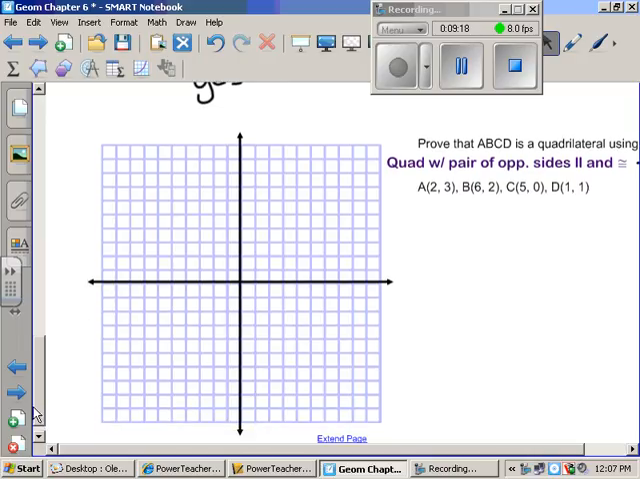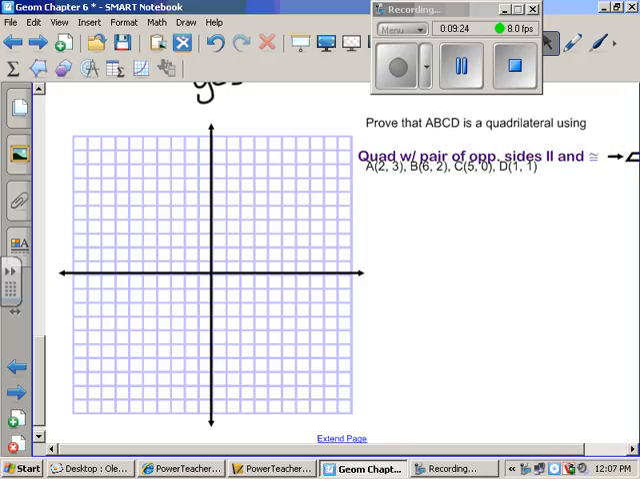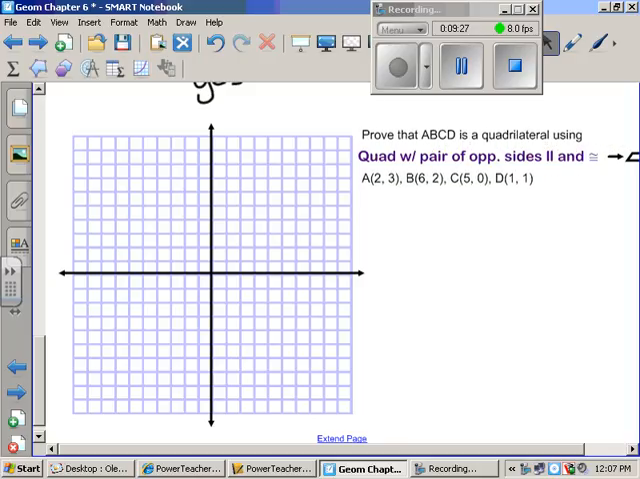All right, and then we have one more kind of proof to do with parallelograms. We're going to prove that ABCD is a quadrilateral. Actually, I think that should say ABCD is a parallelogram, using the fact that quadrilaterals with a pair of opposite sides parallel and congruent are parallelograms. Okay, so this is like the converse. We learned that if it's a parallelogram, then opposite sides are parallel. Well, we're going to use the converse. If opposite sides are parallel, then it's a parallelogram.